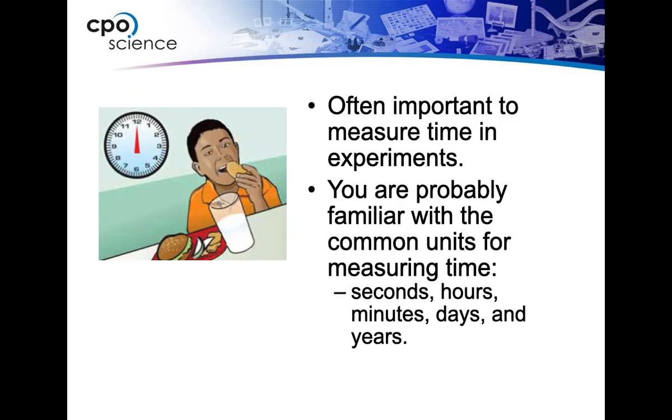So often it's important to measure time in experiments, and we are very familiar with time because we use it a lot in our lives. We know that we use things like seconds, hours, minutes, days, and years, and we adjust those units depending upon what we are measuring. For example, if you're trying to figure out how long it takes someone to eat their lunch, like the boy in the picture, you're probably not going to use years. You're probably going to use something like minutes, right? If I'm measuring how long it takes someone to run the 100-yard dash, I'm probably going to use seconds and I'm not going to use years. So I want to make sure to adjust those units based on what we are measuring.